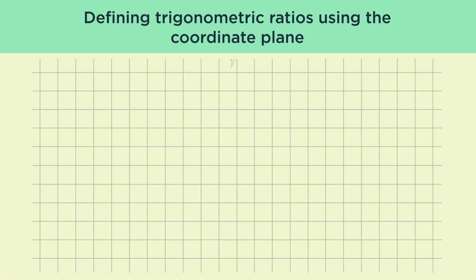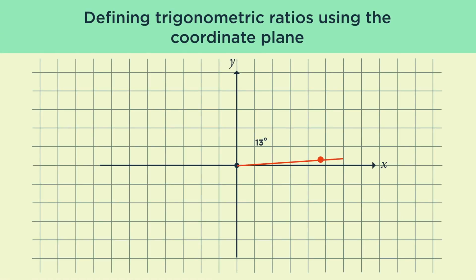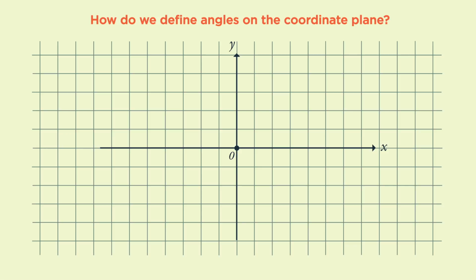In this video, we will learn how angles are defined on the Cartesian coordinate plane and find out how we can define the sine and cosine of acute and obtuse angles using the coordinate plane. So how do we define angles on the Cartesian coordinate plane? Well, we always start from the positive x-axis.